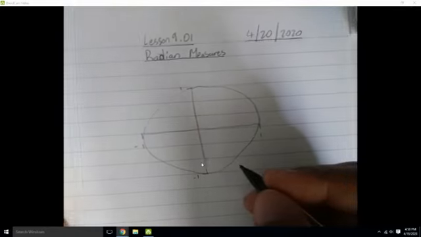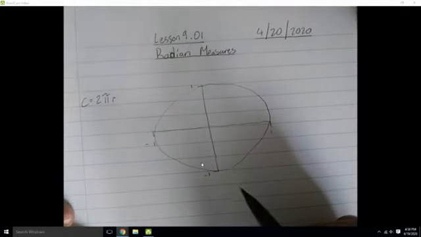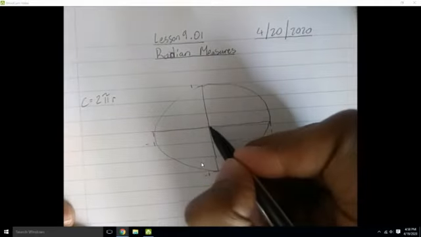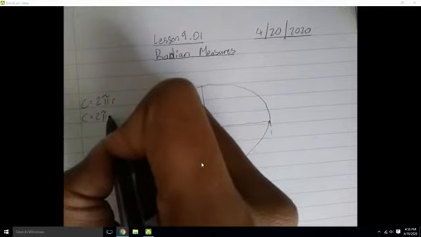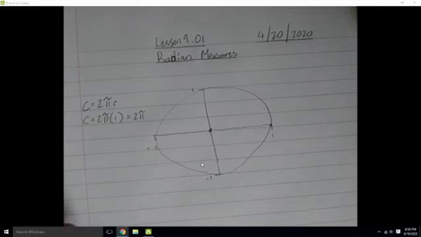So to do circumference of a circle, circumference is equal to 2 times pi times r. All we have to do is substitute. It says that from here to here is 1 unit. So let's put in 1 for r. So circumference is equal to 2 times pi times 1. And that would be the same as just 2 times pi. Okay. So now we have the circumference.